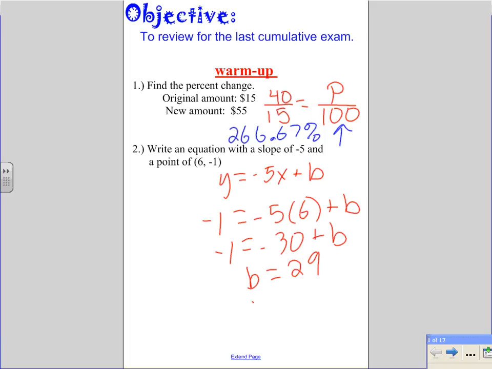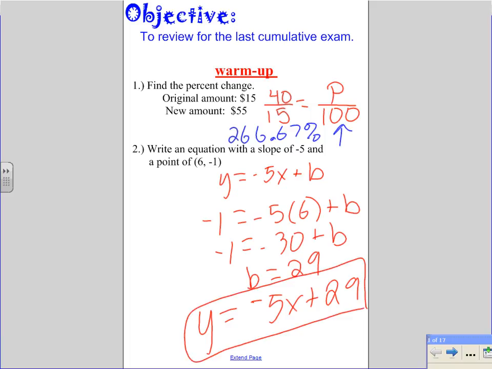Yeah, to get 30, you need to wait till I call you. You need to add 30 to both sides. -1 plus 30 is 29. You're just solving a one-step equation. So once you get that, you plug it into the equation. So we have y equals -5x plus 29. Now, will they be this difficult on a test? No, probably not. But if you know how to do this one, the ones in the review and the ones you'll see tomorrow should be much easier.